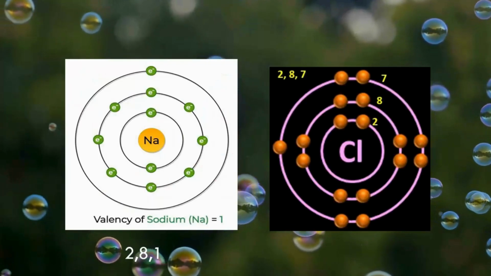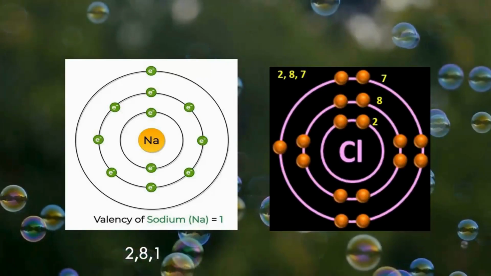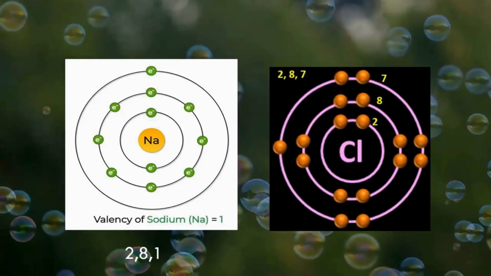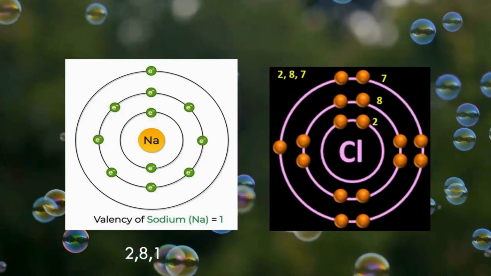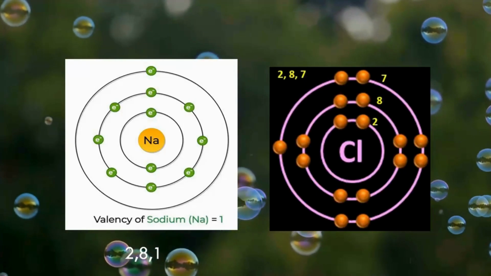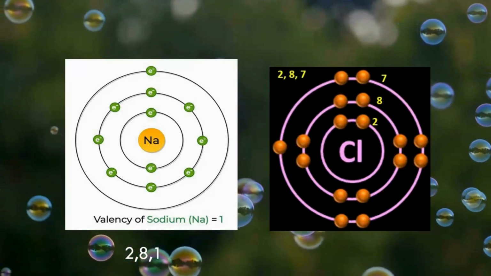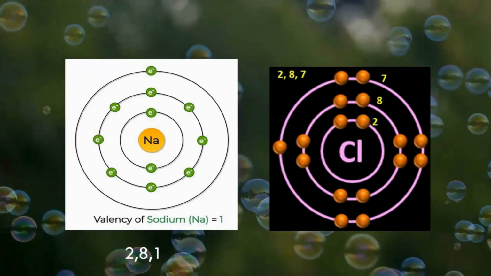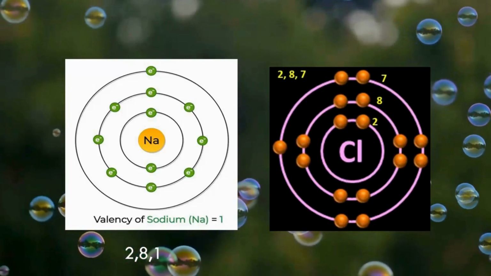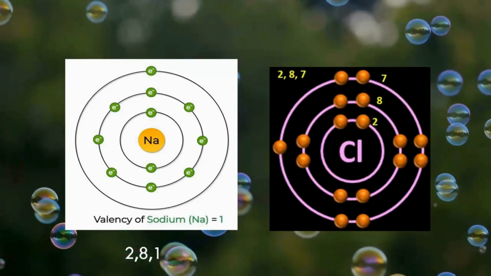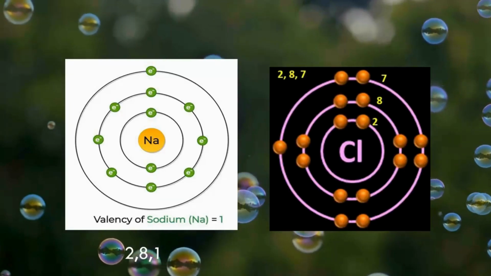Next, about sodium and chlorine. So already we know how to draw the electronic configuration of sodium. So the valency of sodium is 1, that is it has only 1 electron in the outermost shell. And the valency of chlorine is also 1 because it has 7 electrons in the outermost shell, and it requires 1 electron to become a completely filled one. So it gains electrons from the other atom.